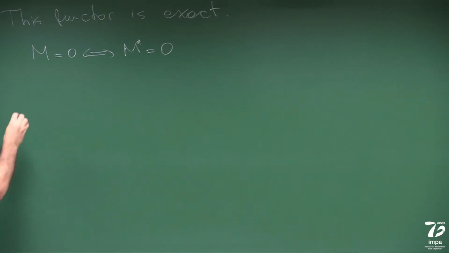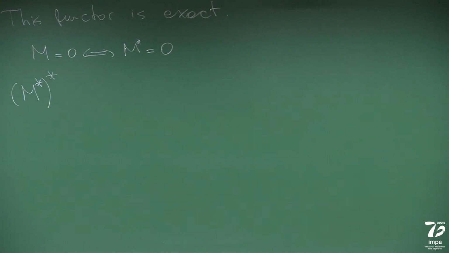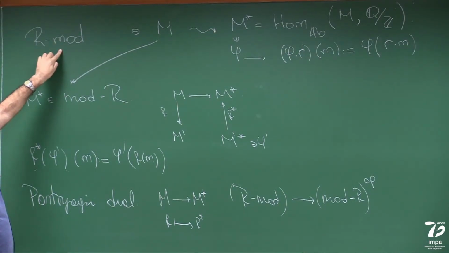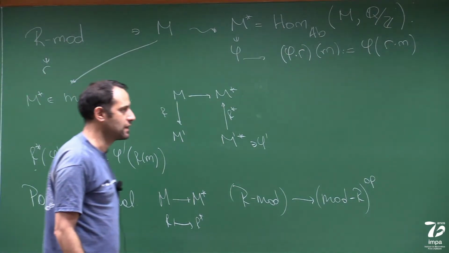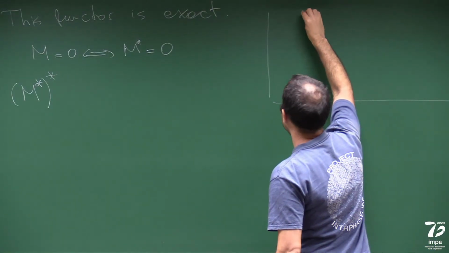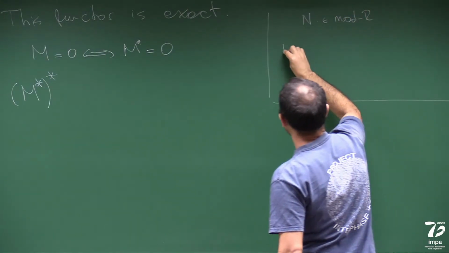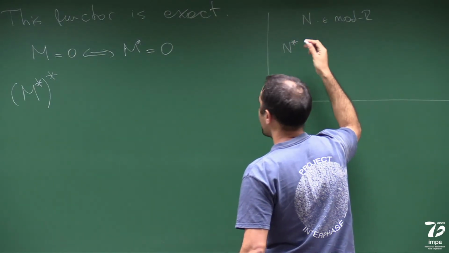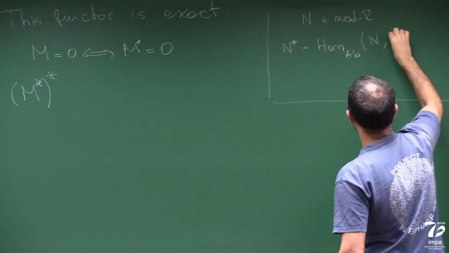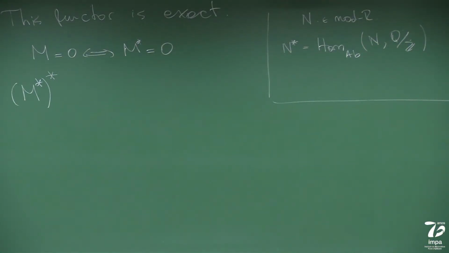On the other hand, we can look at what is M star star. I've given you a definition of what the dual is for a left R module. It's clear that if I take a right R module, I can just repeat this construction. So as a caveat here, if you have a right R module, let's say N, then you can define N star, again, the same formula as Hom in abelian groups of N to Q mod Z. But now R acts on the left.